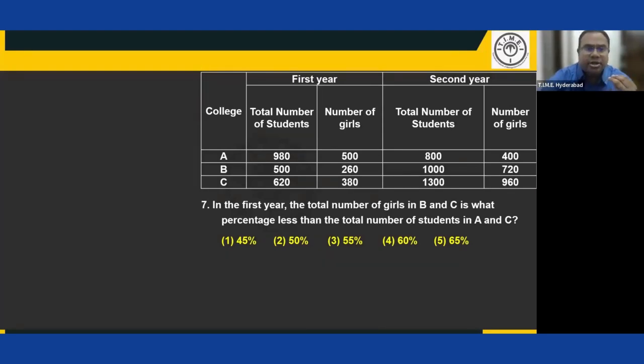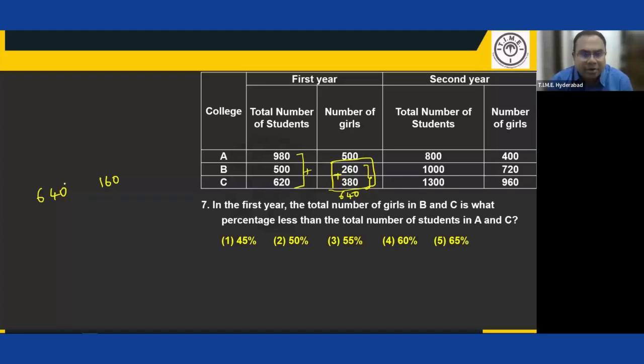Right. So this question, very quickly we will solve now. In the first year, total number of girls in B and C, what percentage less than total number of students in A and C? So first year, number of girls in B and C, 260 plus 380. So this is 640 if I add these two. Right? This is what percentage less than total number of students in A and C. A and C total number of students will be 980 plus 620, 1600.